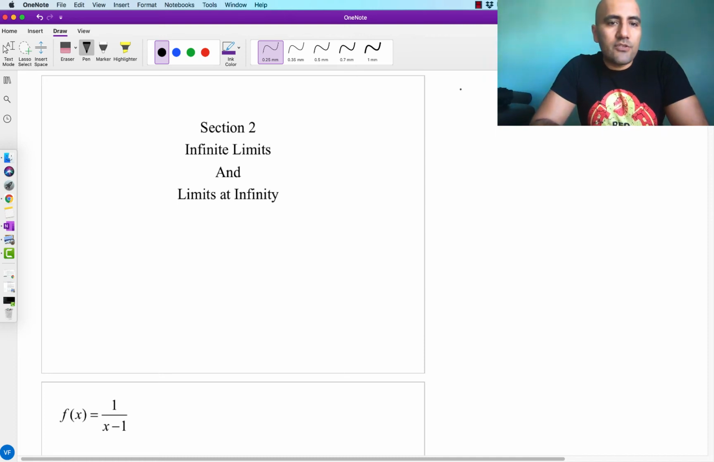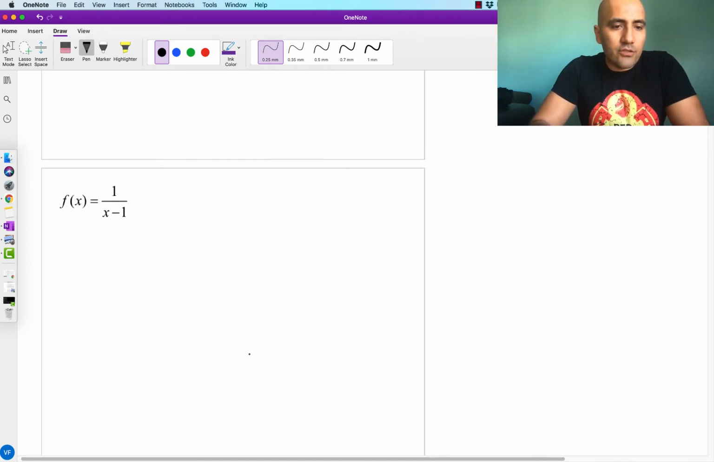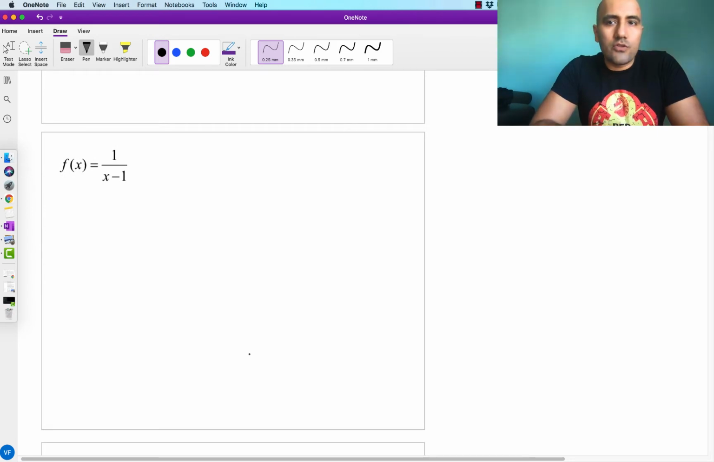Okay, Chapter 2, Section 2, Infinite Limits and Limits at Infinity. Okay, so let's begin by exploring this function, f of x equals 1 over x minus 1.